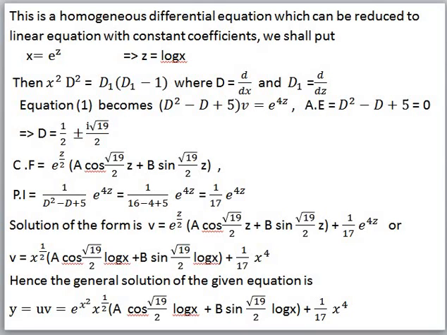Hence the general solution of the given equation is y is equal to uv, where u is e^(x²), and we substitute v, that is x^(1/2)(a cos(√19/2 log x) plus b sin(√19/2 log x)) plus 1/17 x⁴. Thank you.